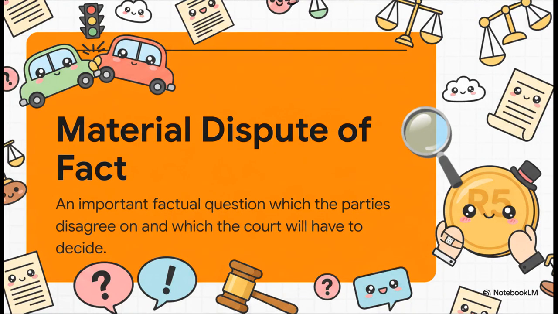And that huge choice, it all boils down to this one concept. Is there a material dispute of fact? Put simply, do you and the other person fundamentally disagree on what actually happened? In our car crash, do you say the light was green and they say it was red? That right there is a material dispute of fact. It's a core disagreement the court has to solve.